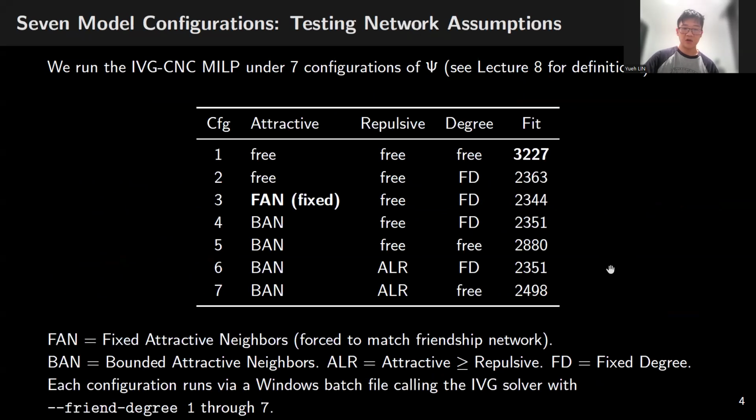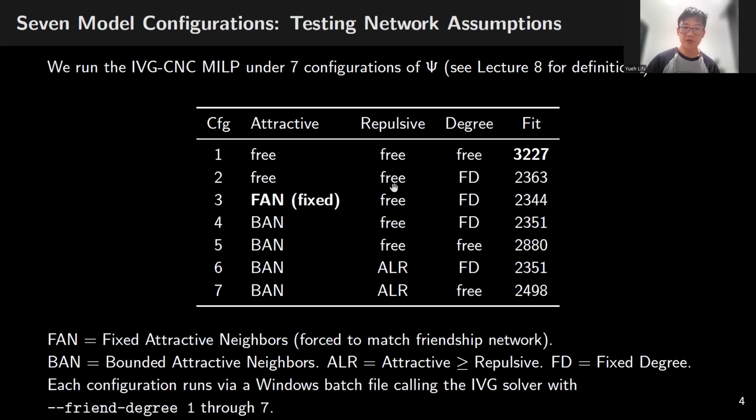So now let's talk about the running of the model. We don't get one single configuration, but we test seven different distinct configurations of the constraint set. For each constraint set, we write CFG for the configuration. Each of them encodes different assumptions about who can influence whom. Let me go through each column. So configuration 1 is completely free, so there are no extra constraints. This is the most permissive setup.